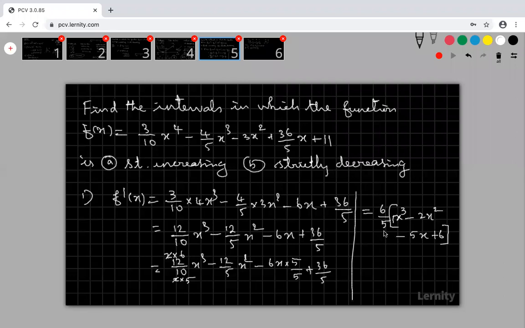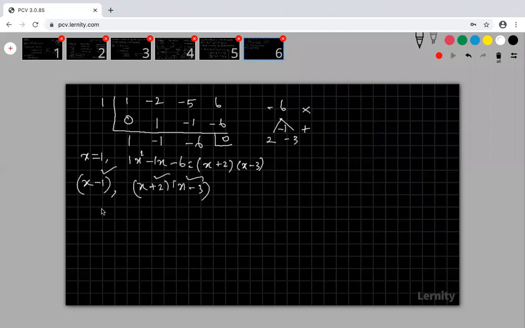Why, sir, I have to factorize? Then only we can easily get the points when we take f dash of x equal to 0. We need those points. Right, so now come to that. Therefore, my f dash of x is 6 by 5, and these are the factors: x minus 1, x plus 2, x minus 3. This is my first step, factorization. Are you clear? Come to the second step.